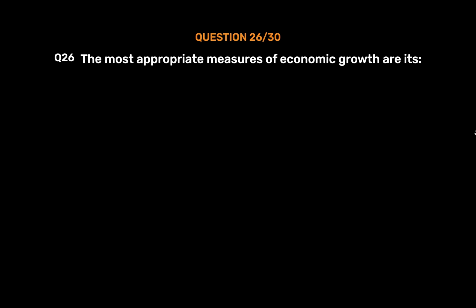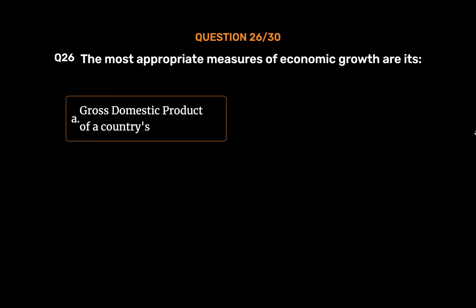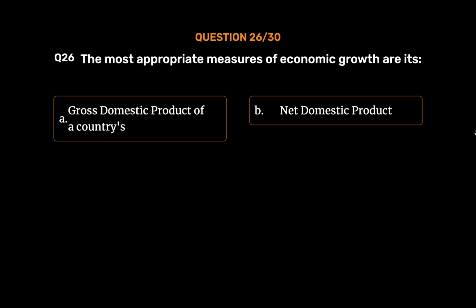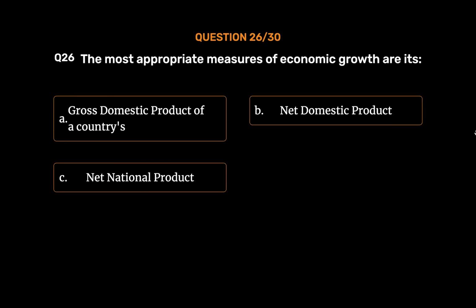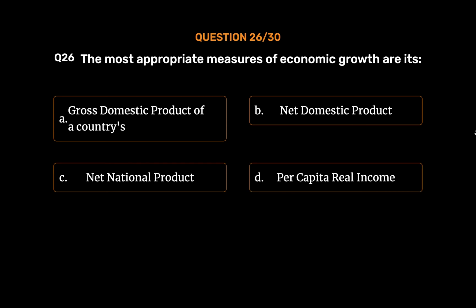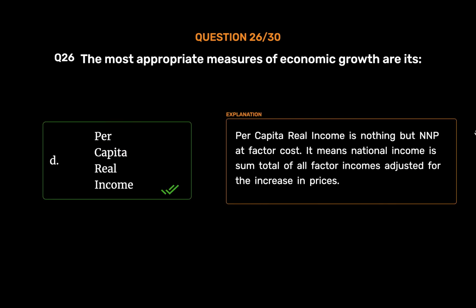Question number 26. The most appropriate measures of economic growth are its Option A. Gross domestic product of a country's. Option B. Net domestic product. Option C. Net national product. Option D. Per capita real income. The correct answer is Option D. Per capita real income. Per capita real income is nothing but NNP at factor cost. It means national income is sum total of all factor incomes adjusted for the increase in prices.